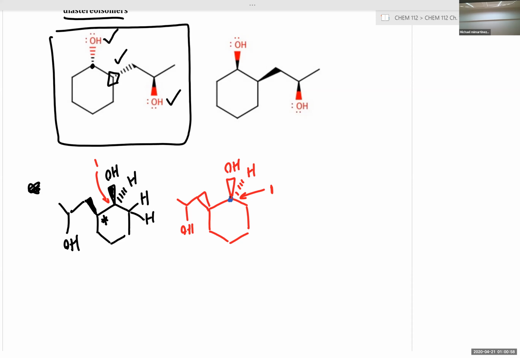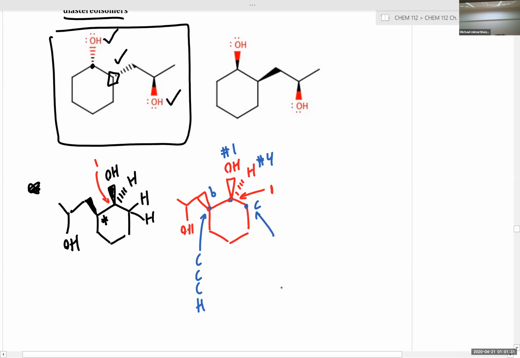And don't be shy to type in the chat. I see a lot of people typing the alcohol. That's correct. Alcohol is priority 1. The hydrogen's priority 4. And now let's compare B and C. Which substituent is higher priority? Well, if we do a direct comparison, then it's a tie. But if we look at the substituents attached to B, we have 3 carbons and a hydrogen. Attached to C, we have 2 carbons and 2 hydrogens. So B wins out with priority number 2, and C gets priority 3.